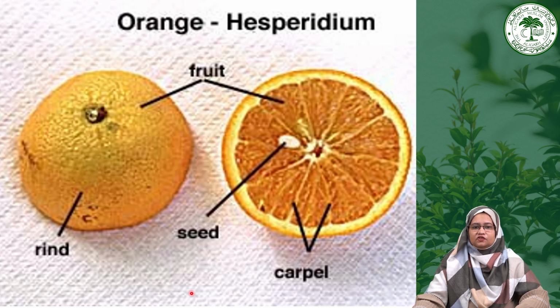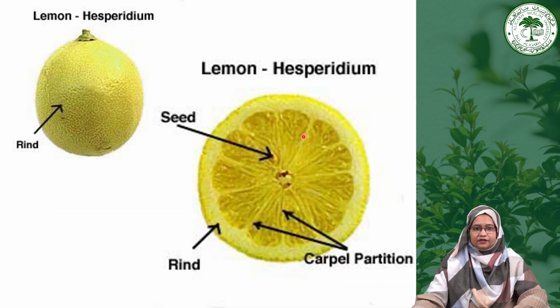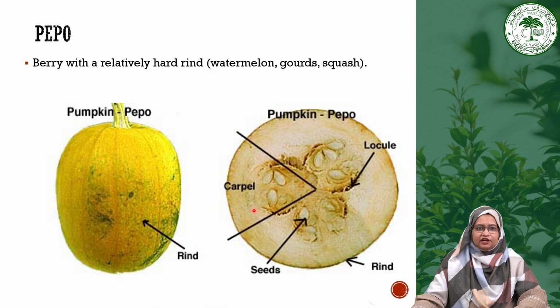As you can see in the case of orange, they have a leathery covering, called the rind, and the inner portion that is juicy is divided into a number of locules by the septa, as you can see in these images. Similarly, lemon also has a Hesperidium; they also have a leathery covering called the rind, and carpel partitions by the septa, and inside they have seeds. So, both have the Hesperidium type of fruit.